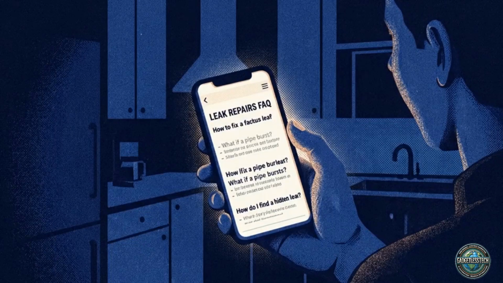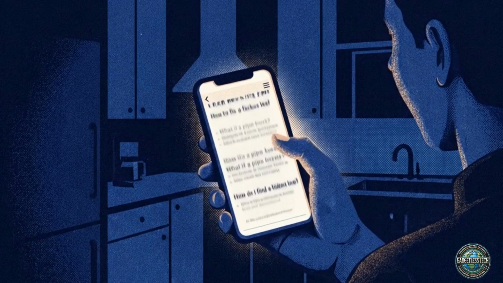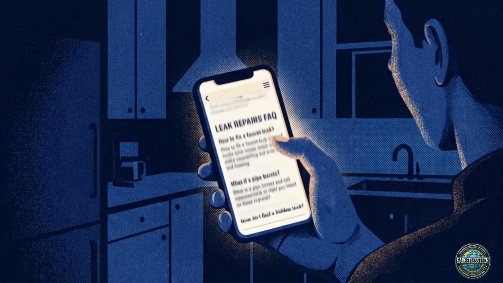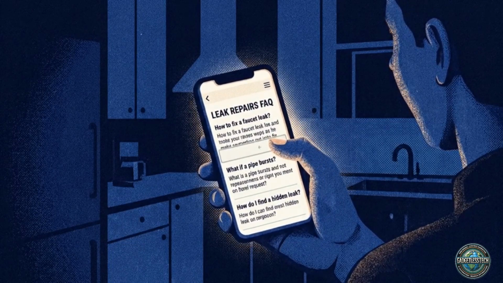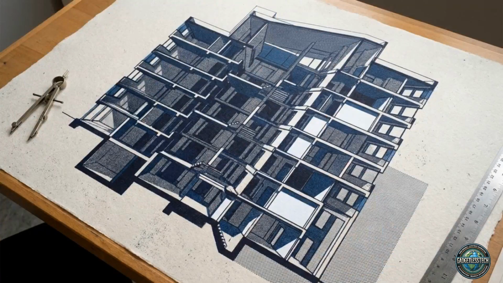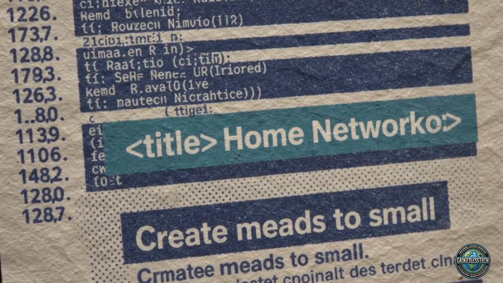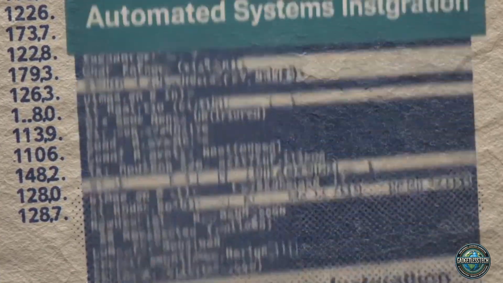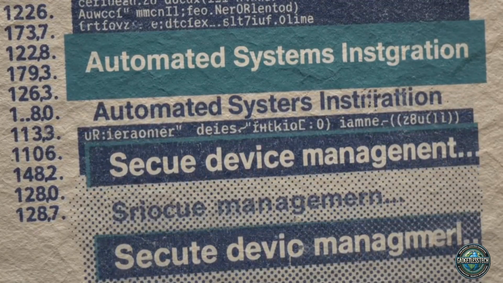Capturing every variation of a search allows you to answer a homeowner's specific question at the moment they ask it, effectively preempting the search for a competitor. This deep coverage is now a technical requirement. Google's algorithm no longer looks for exact word matches. It scans for a comprehensive understanding of the entire topic.